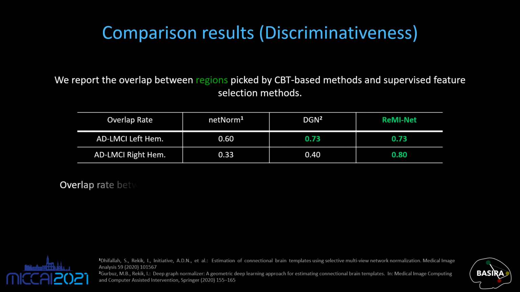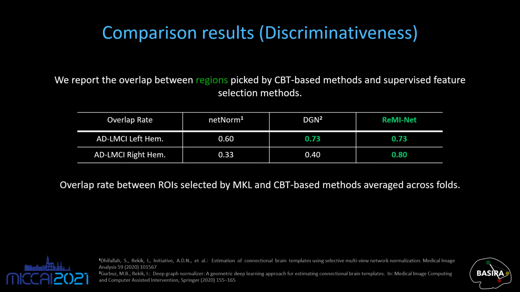We report the overlap rate between regions picked by CBT-based methods and the supervised feature selection method. Our proposed model is significantly more reproducible in discriminability than net norm for both hemispheres and than DGN for the right hemisphere.